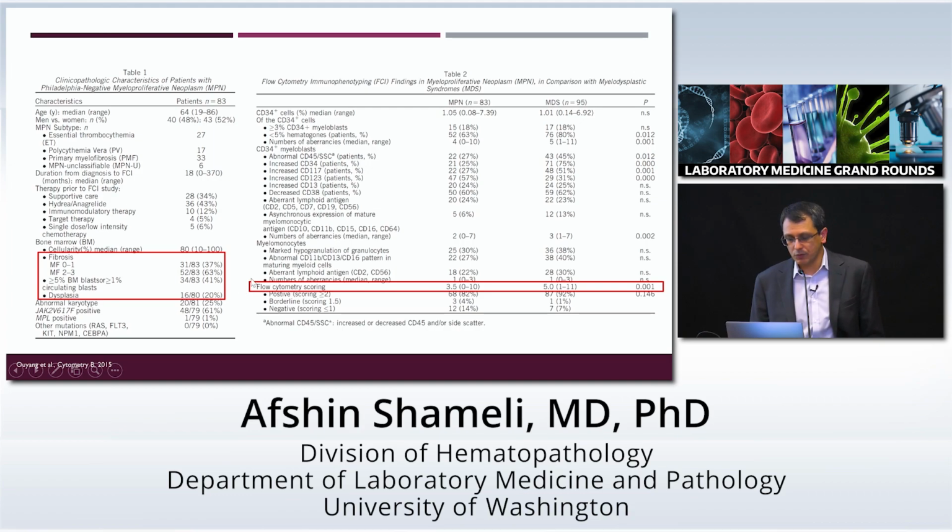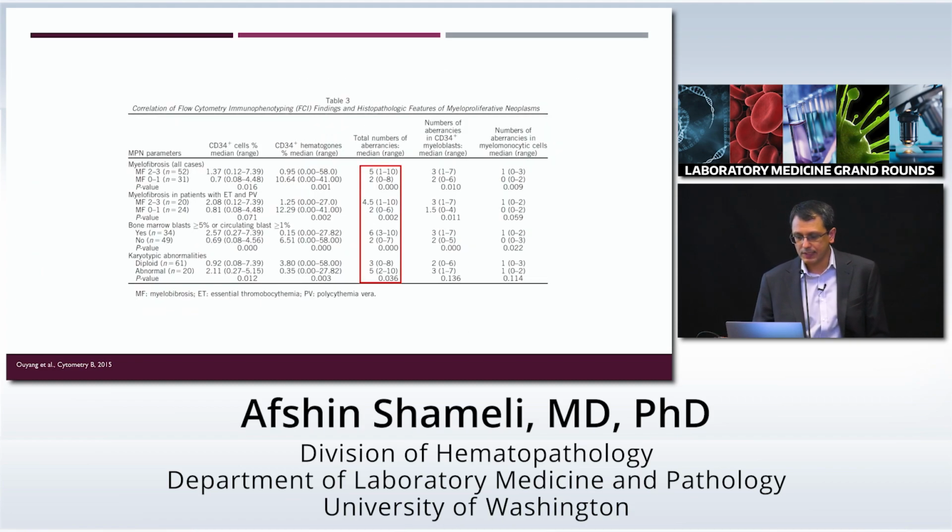But the caveat with this study was that a significant number of these patients had later stage disease with overt fibrosis and increased blast, which makes their cohort actually maybe not representative of the whole MPN population. Nevertheless, they found less abnormalities in MPN compared to similar age-matched MDS cohort. So as expected, the flow cytometry abnormalities are less common in MPN as compared to MDS. But these abnormalities could be in MPN patients.